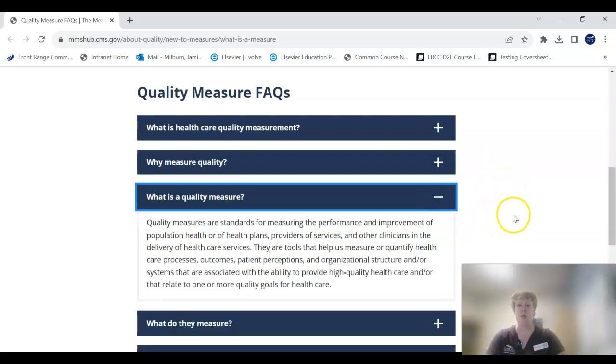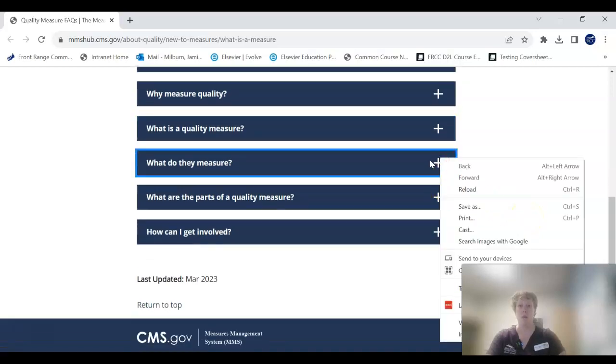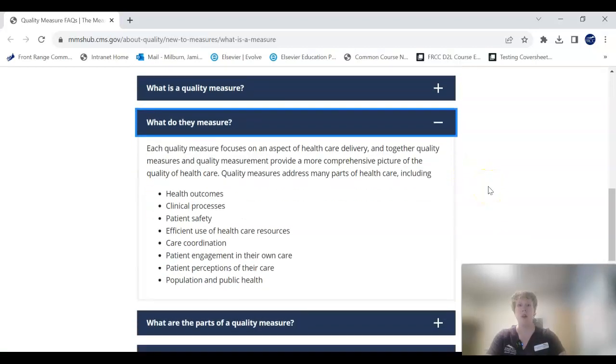And so here's some examples of quality measures, right? Might be for a specific population, might be for a specific unit, might be for a specific clinician or healthcare service that's provided, and they're trying to get that quality of care. And so what we're measuring is a few different things.